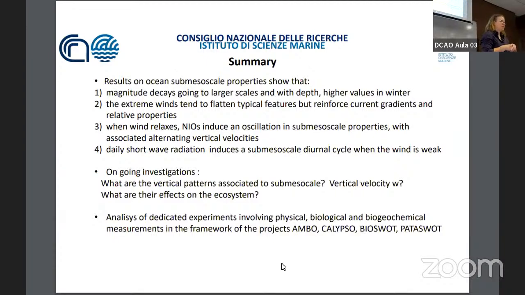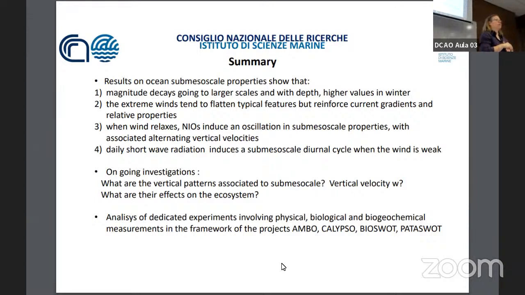So to summarize the results on the ocean submesoscale properties and variability, we can say that the magnitude of the submesoscale properties tends to decrease at larger scales and with depth. We have seasonally higher values in winter, and we've seen that extreme wind events tend to flatten the typical submesoscale features that we had before the wind episode. But in general, these winds reinforce current gradients and reinforce the relative properties, but are not associated anymore to this submesoscale pattern. And when wind relaxes, we can see the signature of near inertial oscillation that induce the same oscillation in the submesoscale kinematic properties and some oscillation in the vertical exchange in the surface layer that we've been monitoring, so in between surface and 15 meter.